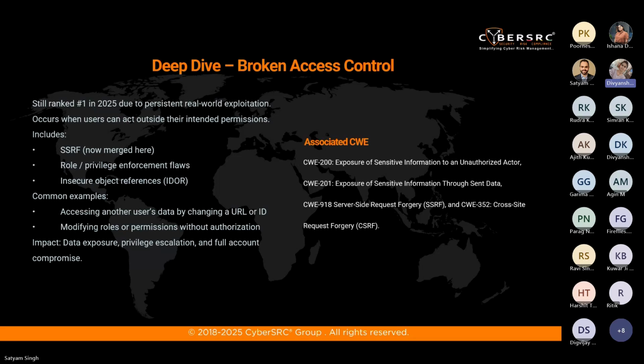In the 2025 edition, OWASP has also merged the SSRF category, recognizing that many SSRF flaws stem from improper access restriction at the server or the resource level. Some typical issues under broken access control include role or privilege enforcement flaws, which means a user can escalate permissions simply by manipulating the request. The second one is IDOR, insecure direct object reference, where sensitive data becomes accessible just by modifying the URL or a parameter present in the URL.